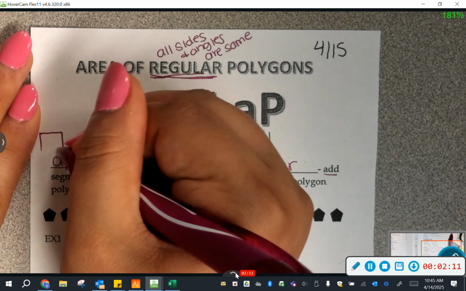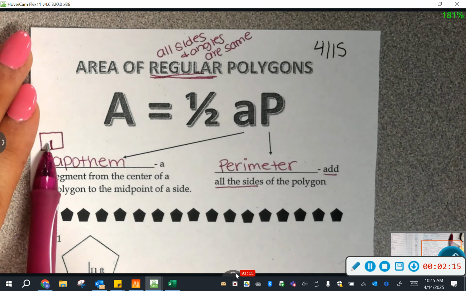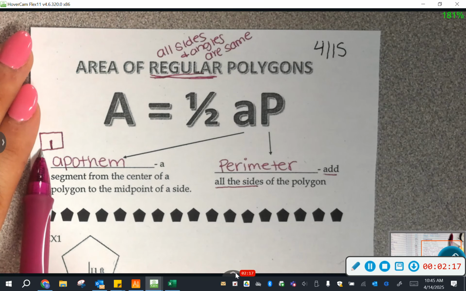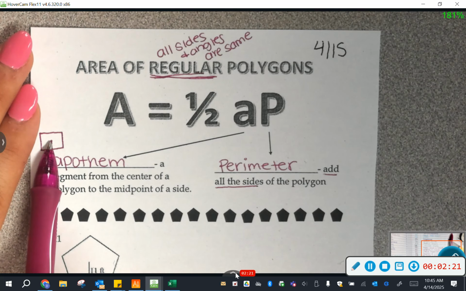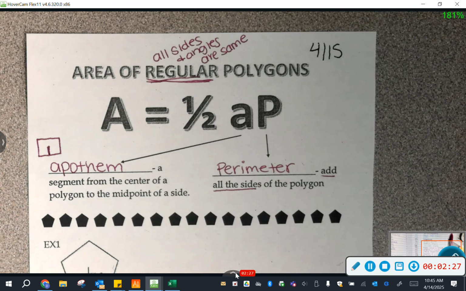So for a square, I'm so glad you said that. A radius would be from the center to the vertex, to the corner. An apothem is from the center to the side. Those are not the same thing. Oh yeah, because wouldn't the diagonal be longer? Correct. So let's talk about that real quick.